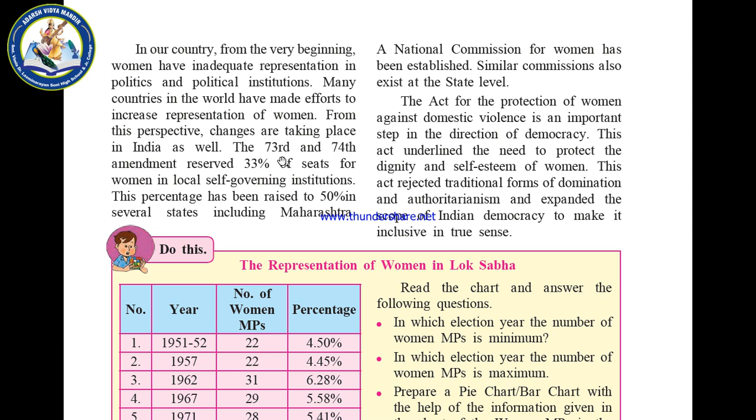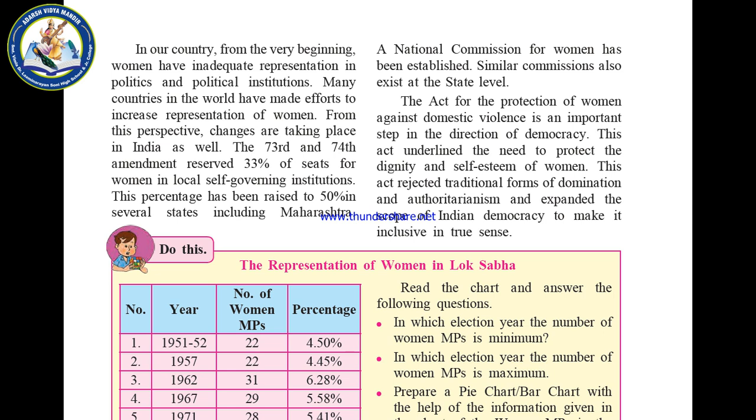So in the 73rd and 74th amendment of the Constitution, India has given 33% reservation of seats for the women in local self-governing institutions. 33% reservation of seats have been given to women. This percentage has been raised to 50% in several states. Amongst them, Maharashtra is also there. Means this 33% ratio was given by the 73rd and 74th amendment of the Constitution for women. This increased to 50%. 50% reservation of seats was given to women.